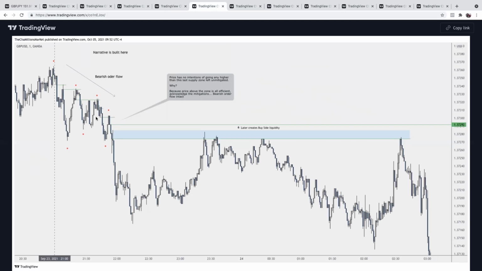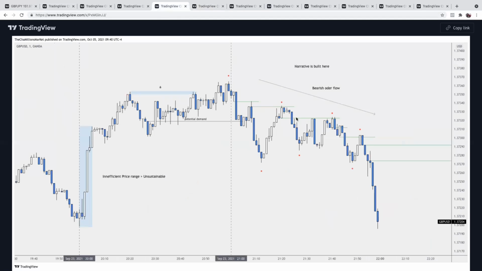So at this point, if I was only seeing this move without seeing the rest of this, correct? This right here would be my invalidation point, right? However, considering the bearish order flow here, I would not want this to get interrupted, right?